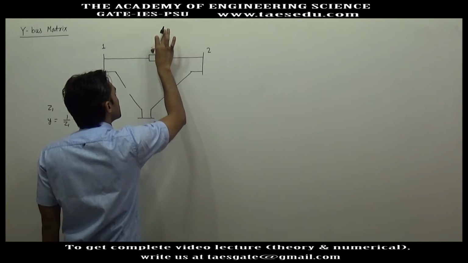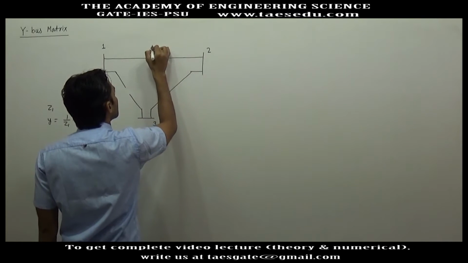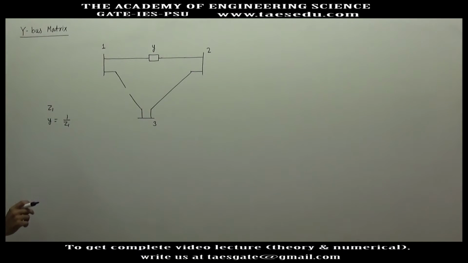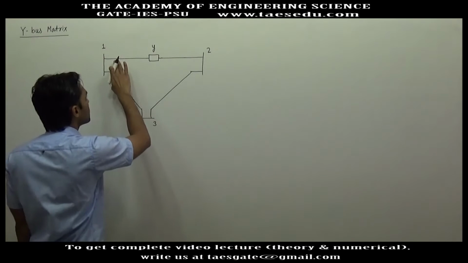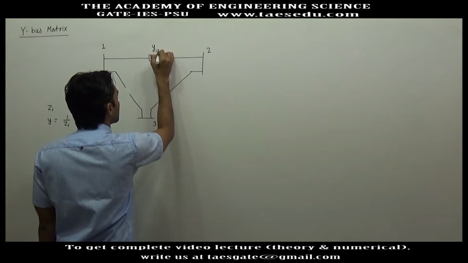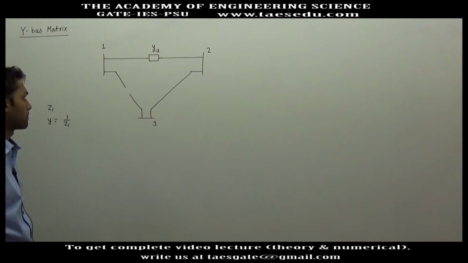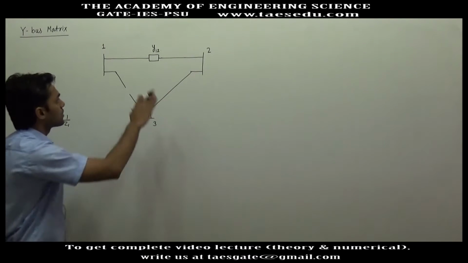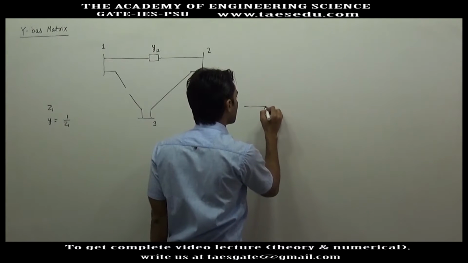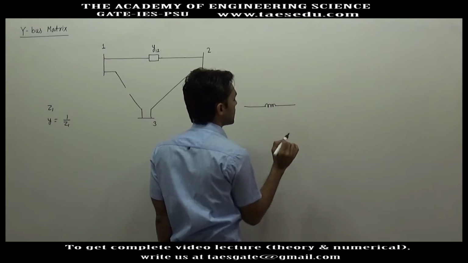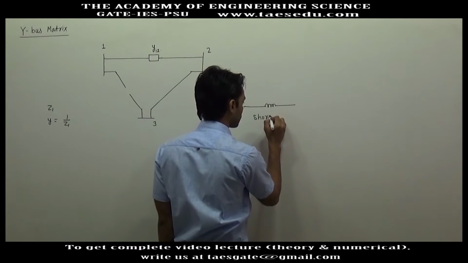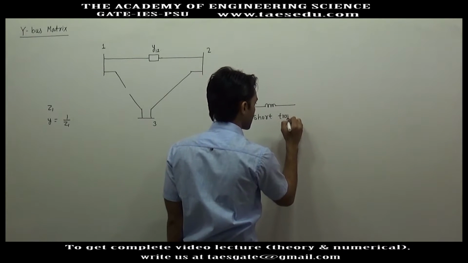So let us represent the admittance with Y. And this is the admittance of which transmission line? This is the line which connects bus 1 and bus 2, so I will represent it as Y12. And what type of transmission line have I taken? I have represented the transmission line with only an impedance. So this is the modeling of a short transmission line.